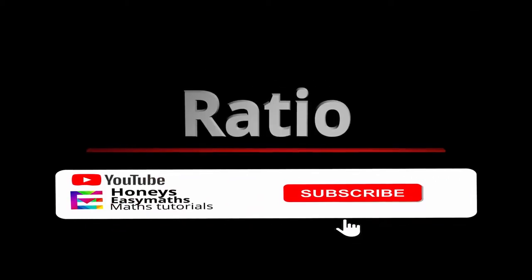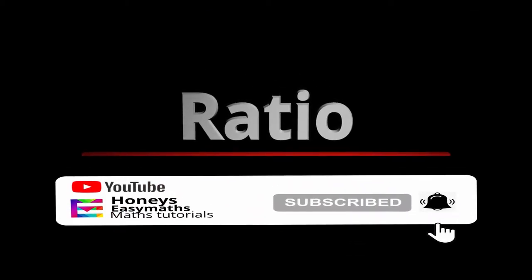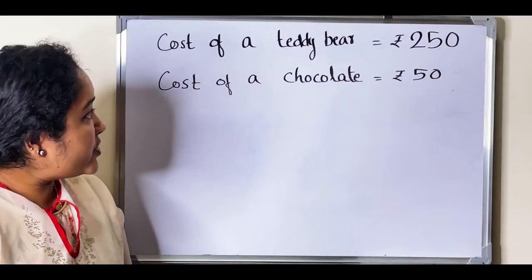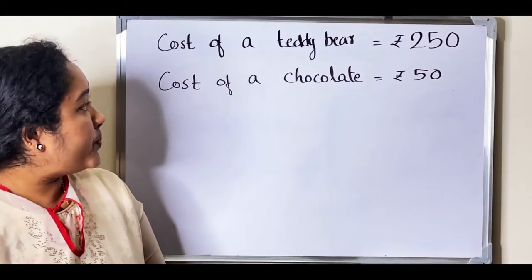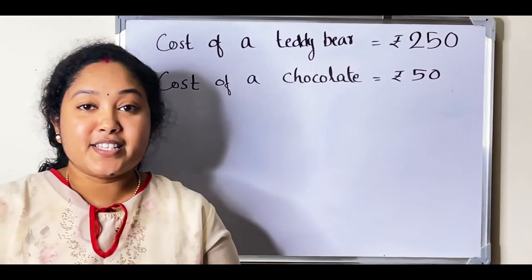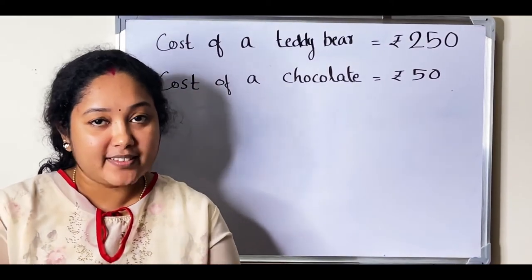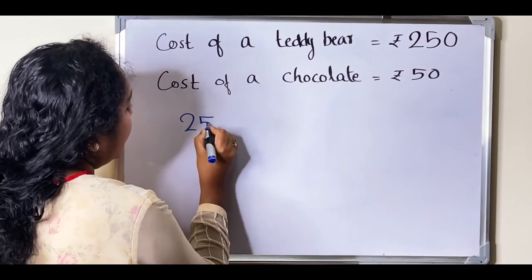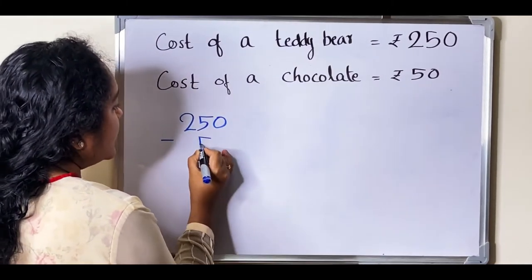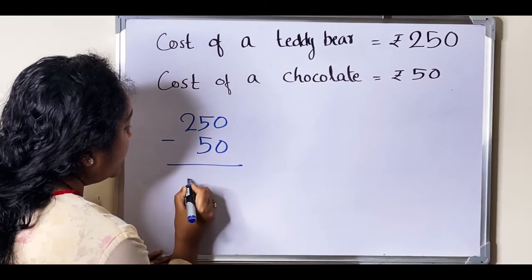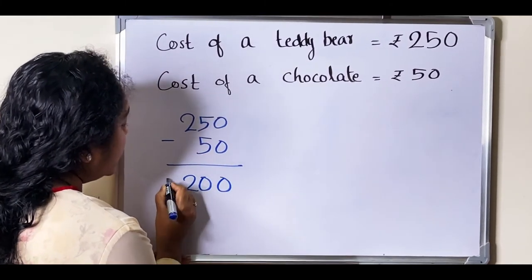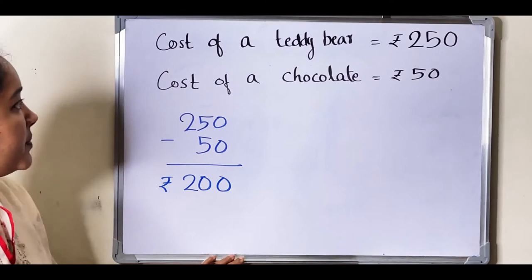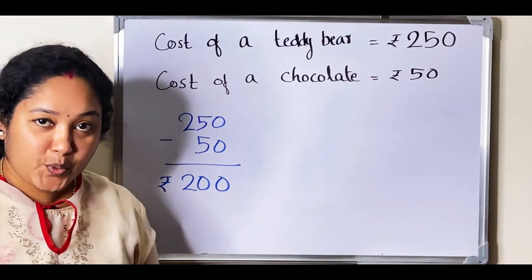First we learn ratio. Before that, let's do an example. Cost of a teddy bear is 250 rupees. Cost of a chocolate is 50 rupees. First we calculate the difference of the cost. That means 250 minus 50, that is equal to 200. So the difference of the cost between them is 200 rupees.